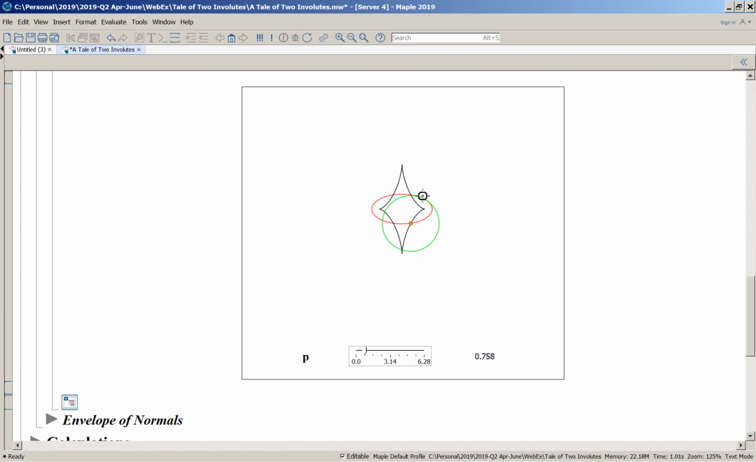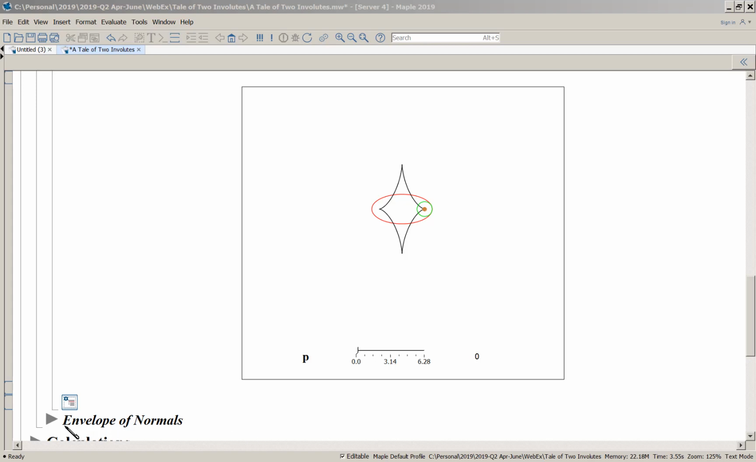So the point of contact is up here in the first quadrant. The evolute is being traced in the fourth quadrant. When the tracing is in the third quadrant, the point of contact is in the second quadrant. So just follow that once or twice so that we can see the tracing of the evolute.